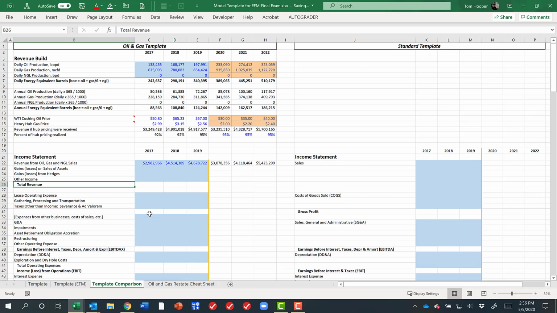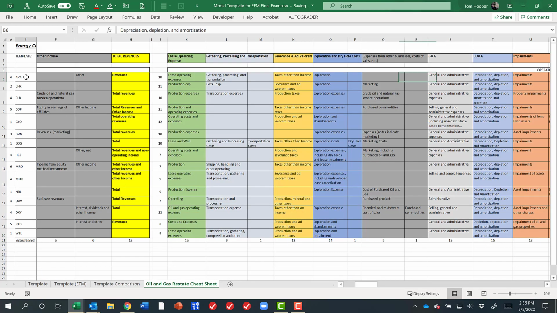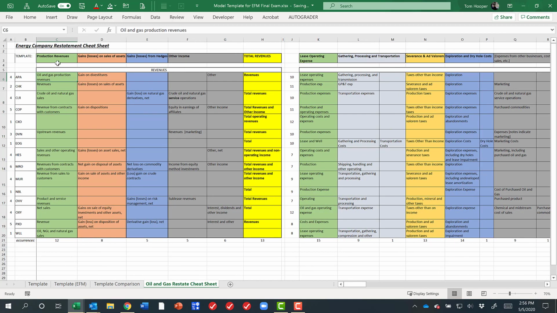The reason I think that is I did some research. Let me show you the research I did. I looked at 15 different companies, and I looked at how are they reporting their revenues. Well, 12 of them reported production revenues. Over half of them reported a gain or a loss on sale of assets, and a full third of them reported gain or losses from hedges.